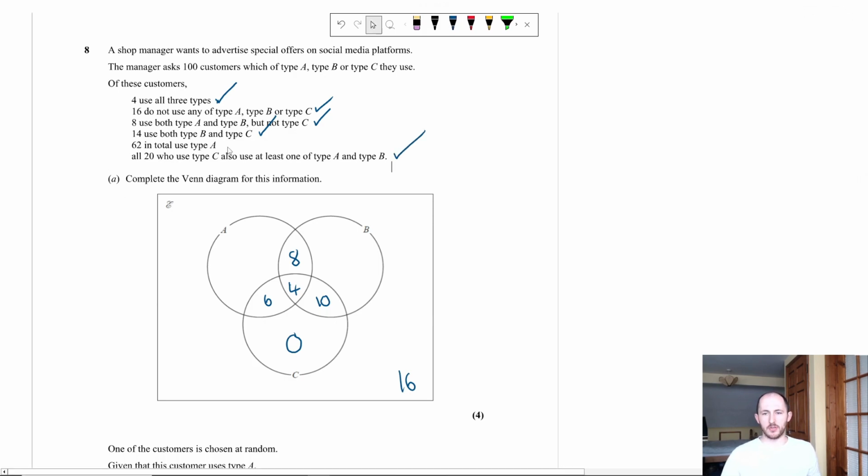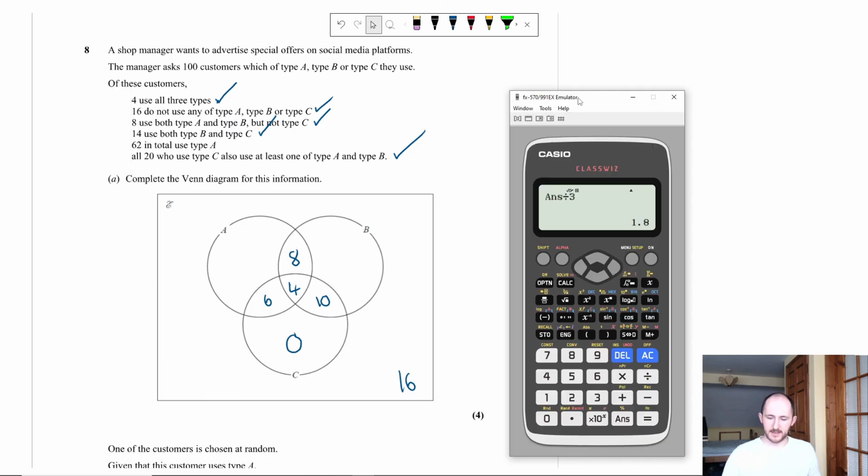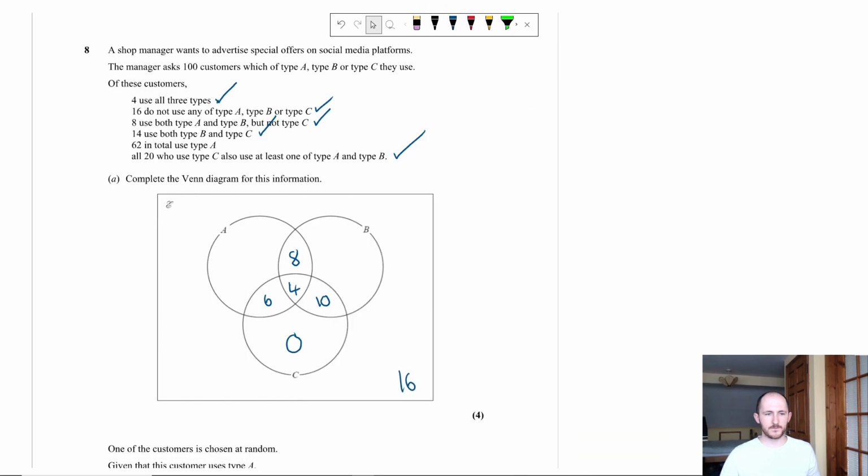62 in total use type A. So this number plus these 3 numbers should add up to 62. 8 plus 4 is 12, plus 6 is 18. So we're doing 62 minus 18. Let's be lazy and use a good old-fashioned calculator. 62 minus 18, 44, okay? 44 go in here. Okay, now how do we work out B?